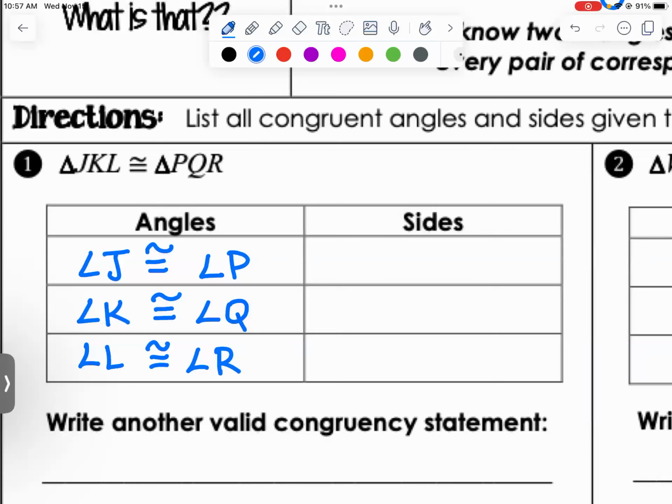Our sides. We know that JK is a side. What would be its corresponding side? PQ. Right? JK and PQ, they're in corresponding places. All right, we can also write KL as a side. What's its corresponding side? QR.